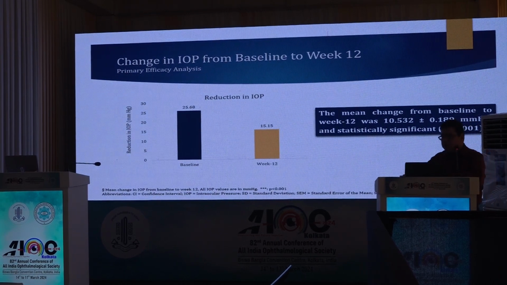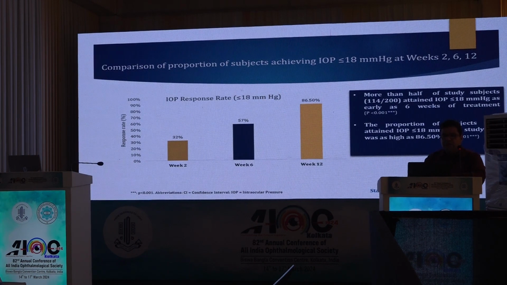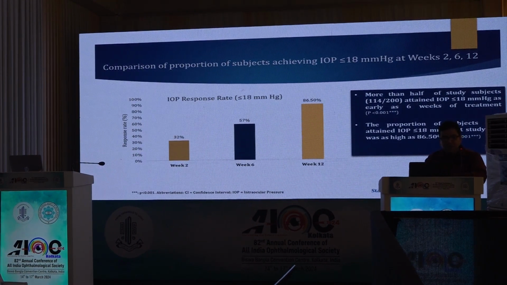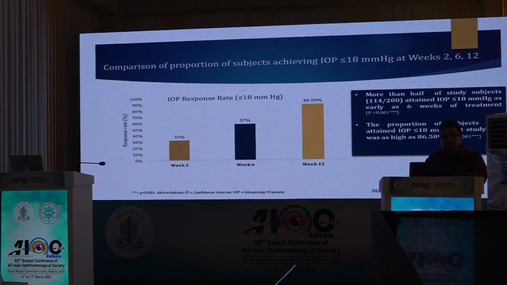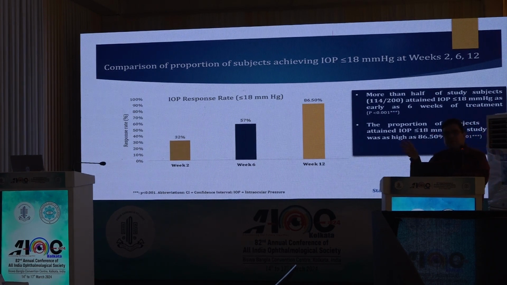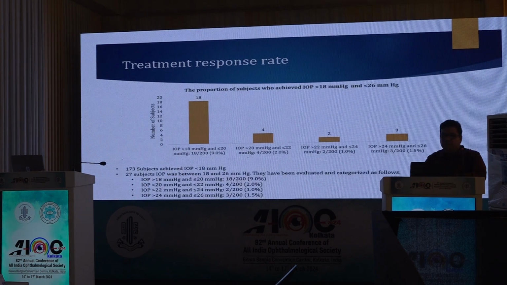So we are quoting this study. This line has already been shown by Arijit. 32% at week 2. Week 6 was 57% reduction, and week 2 and week 6 were the secondary endpoints. Primary endpoint was again 86. So I think these are pretty dramatic numbers. These are impressive numbers to remember.